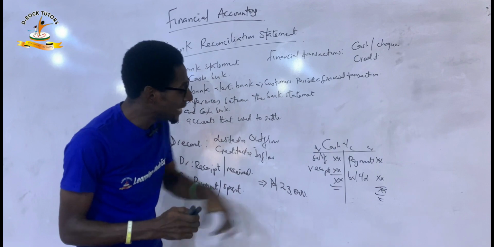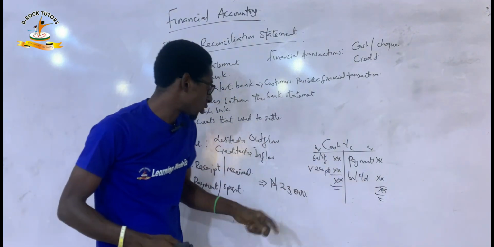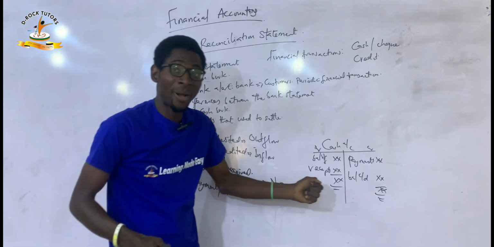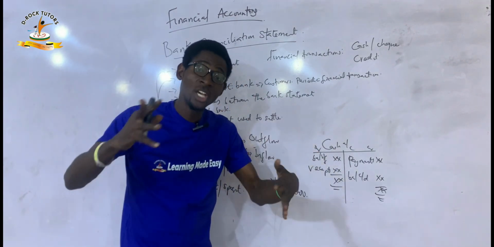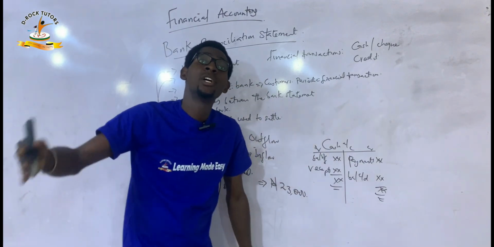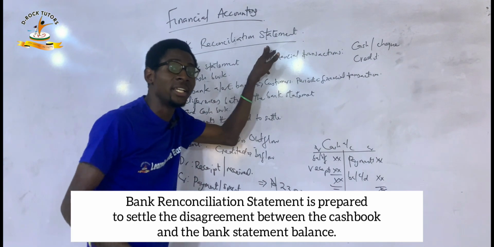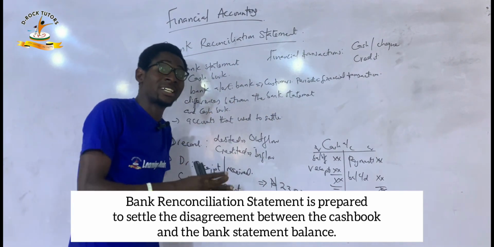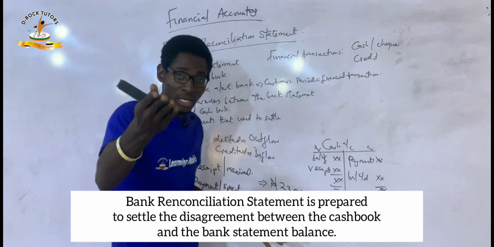Now, if here on the credit side you have a balance that shows 23,000, but your bank is sending you an alert that shows 25,000, when there is such a discrepancy, the kind of statement that is prepared to settle such is called a bank reconciliation statement. So I say again, it is prepared to settle disagreement between the cash book balance and the bank statement balance. Can we continue, please?